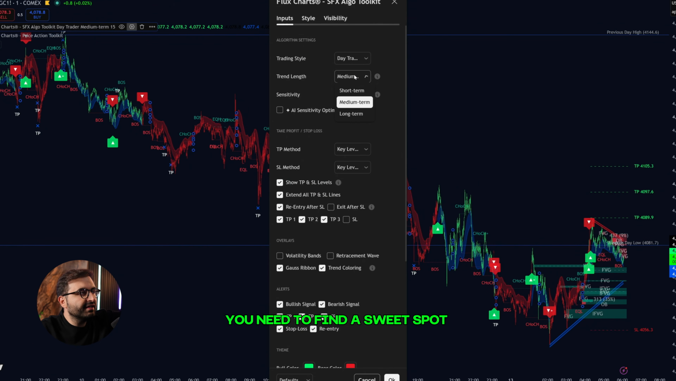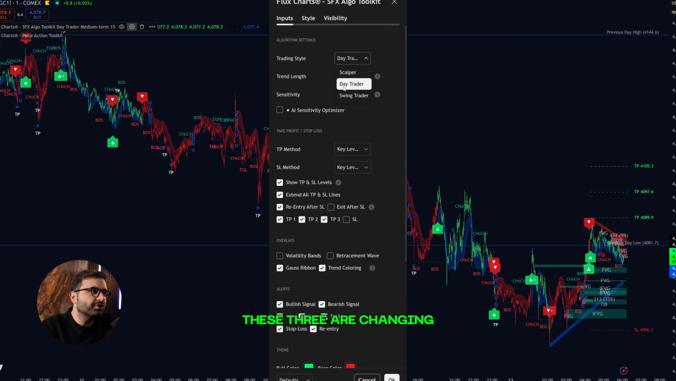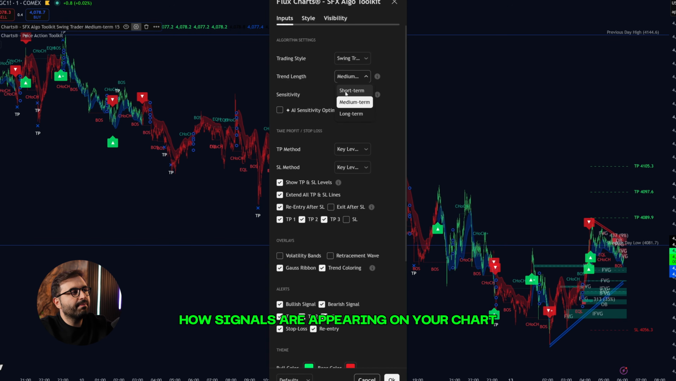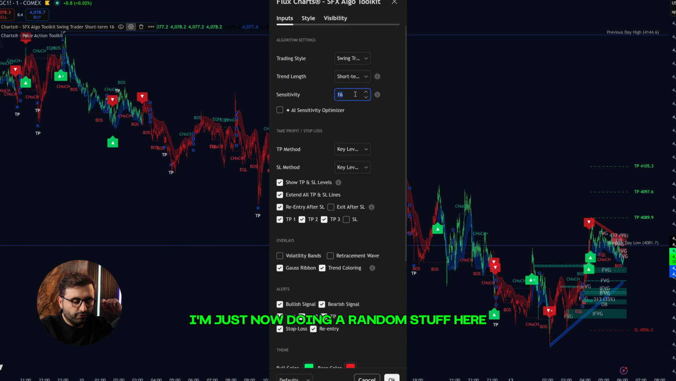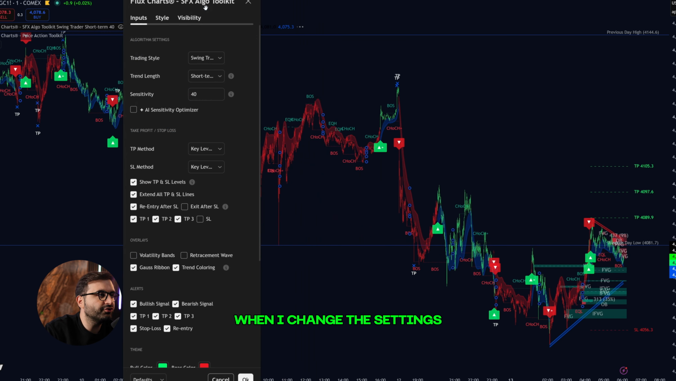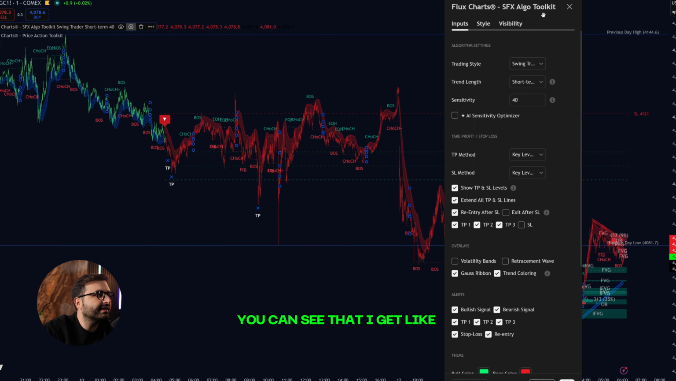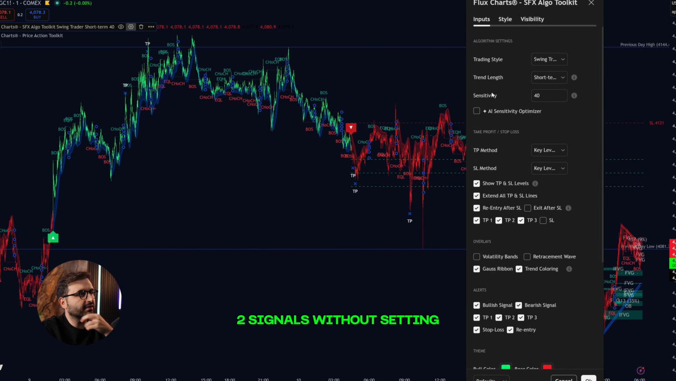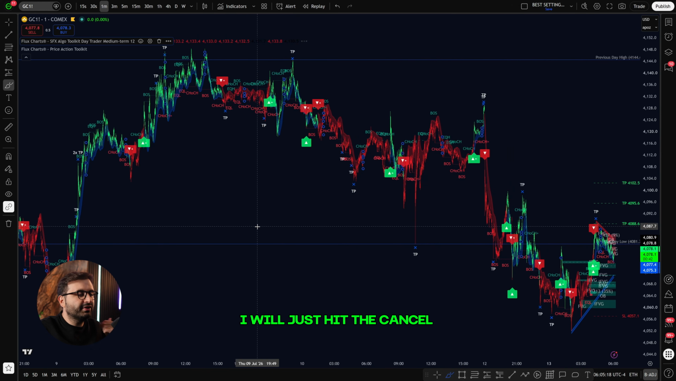You need to find a sweet spot between these 3: trading style, trend length, and sensitivity. These 3 change how signals appear on your chart. I'm just doing some random stuff here to show you what happens when I change the settings. You can see that I get like 2 signals with those settings. Why? Because I increased my sensitivity, I chose trading style swing, and trend length is short. I will just hit cancel to get back my own settings and go back to 3 minutes.